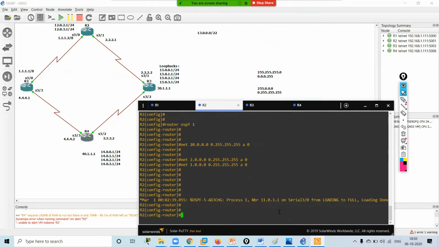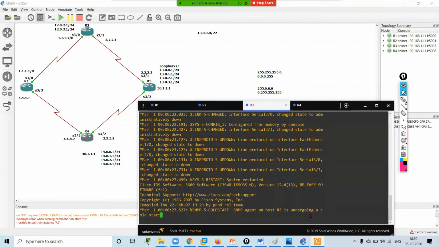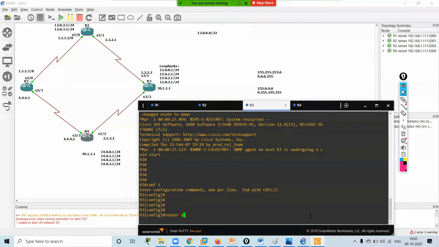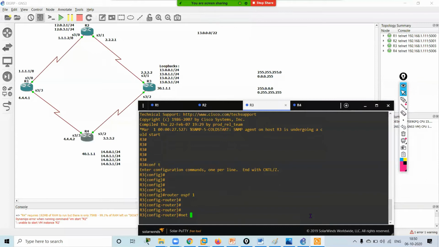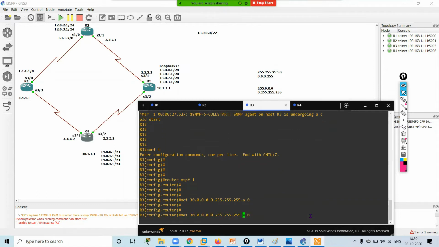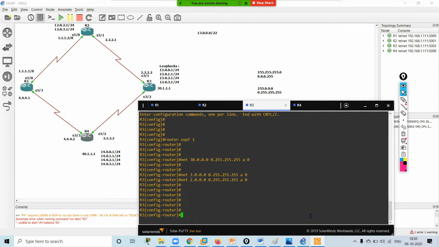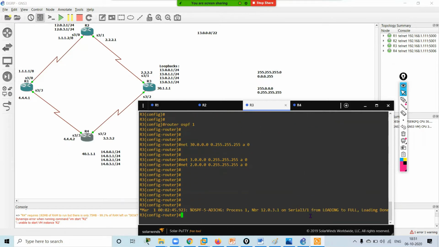Okay, see, a neighborship came up. You can see the adjacency form, process 1, the neighbor is this one. Okay, loading to full, loading to full. Router 3, router OSPF 1, network 30 dot network in my LAN, 3 dot network in my WAN, and 2 dot network in my WAN again. Okay, I formed a neighborship with R2.